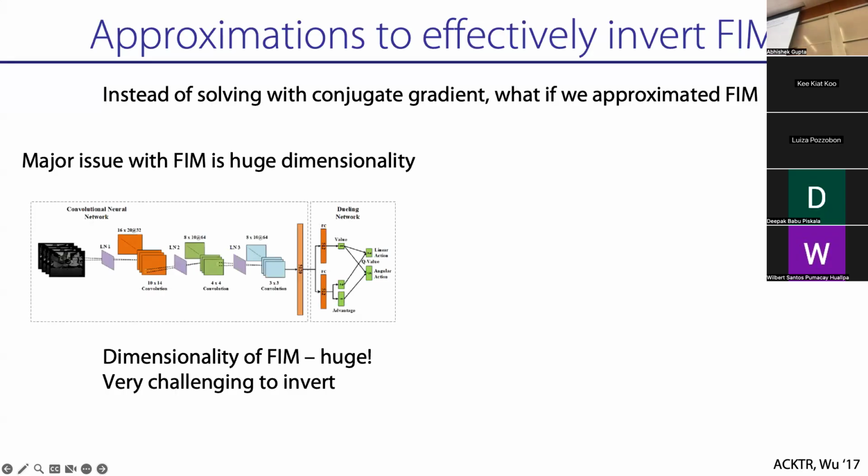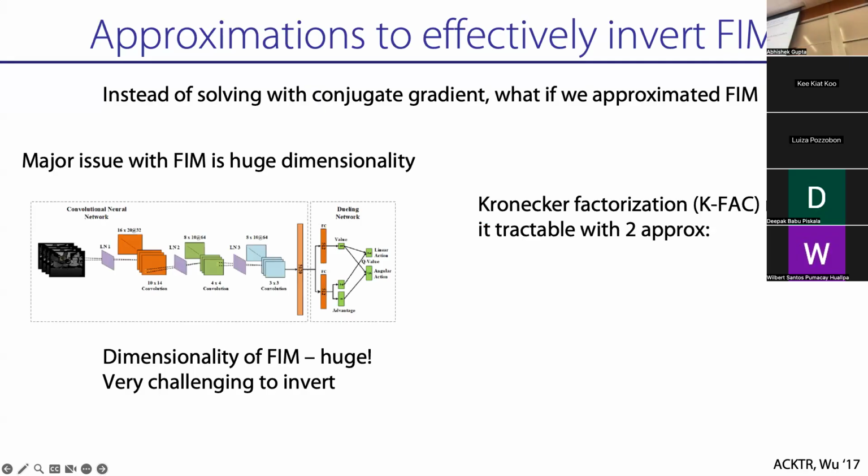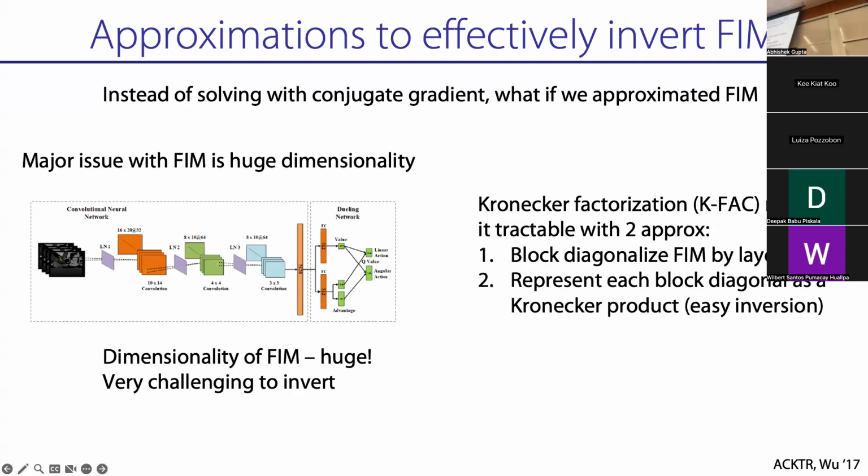The idea here is that your Fisher information matrix is high dimensional and hard to invert. So you introduce this idea called Kronecker factorization, which is a particular factorization of your Fisher information matrix that makes it easy to invert. It's an approximation. The way you're going to do it is you're going to start by block diagonalizing your Fisher information matrix layer by layer. Then you're going to take each block diagonal matrix and express it as a Kronecker product between two things. We'll talk about what a Kronecker product is, but the Kronecker product allows you to do easy inversion.